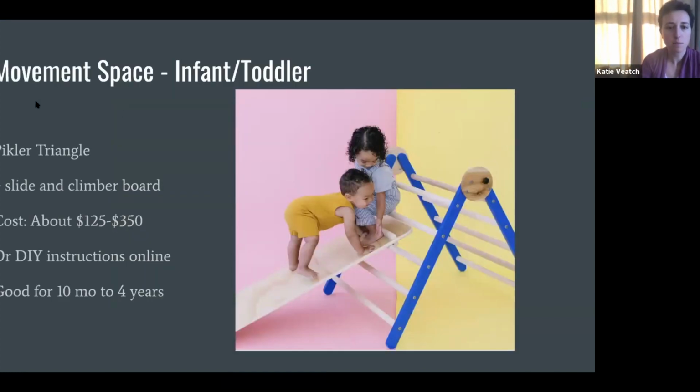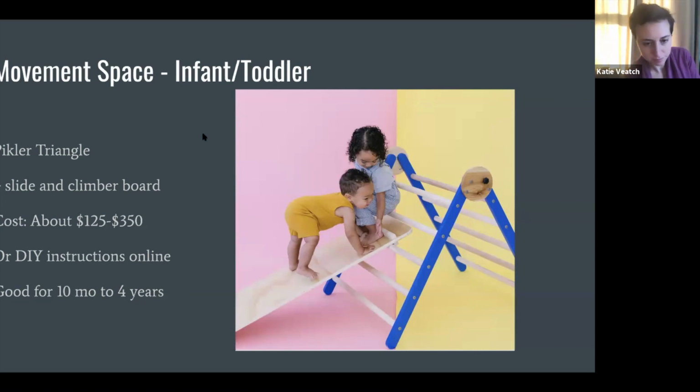Okay, so here's a Pikler triangle. These are amazing. If you have a family with a big budget, these are awesome to have. To give you a concept, this is going to cost between $125 and $350. There are instructions to make it online. If you're very handy, you can do it for cheaper. I've never had one because I could never afford one and I don't know how to build stuff like that. But they're really fun and I always encourage families to get them because the children love them and they can use them for a long time. We're going to go for a cheaper version.